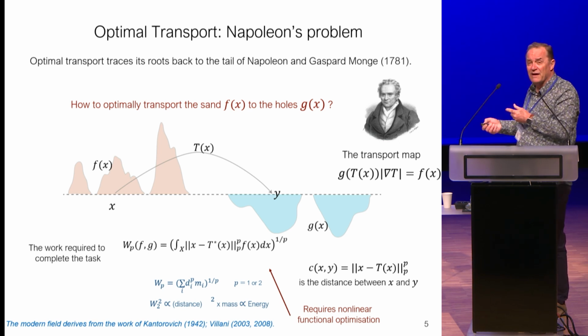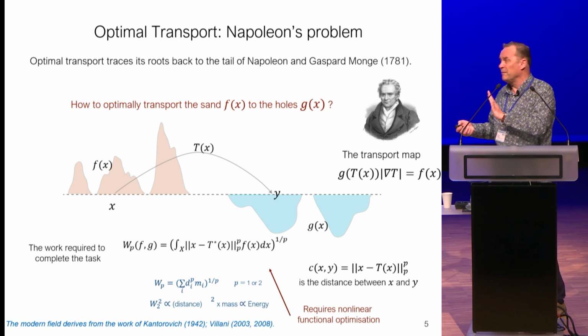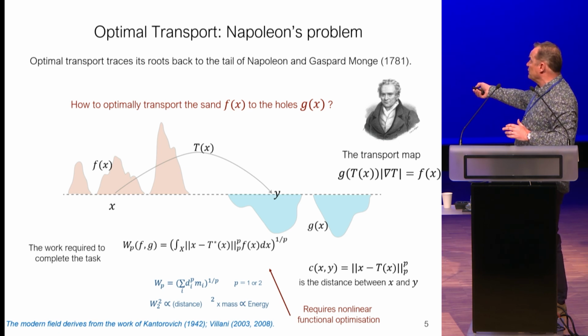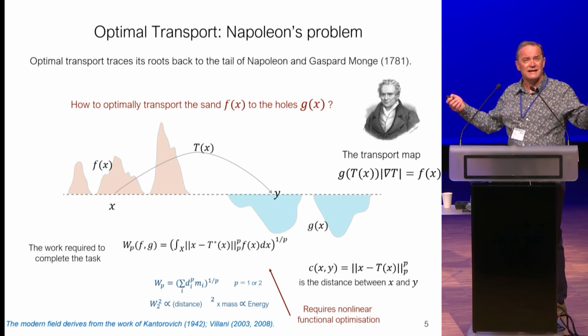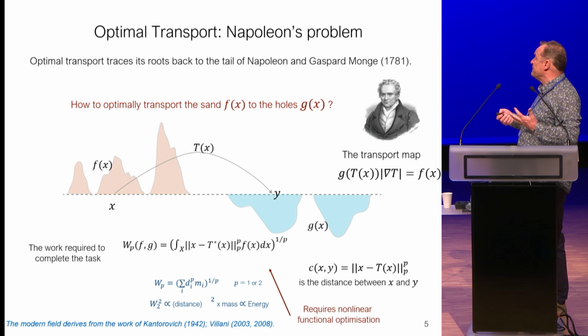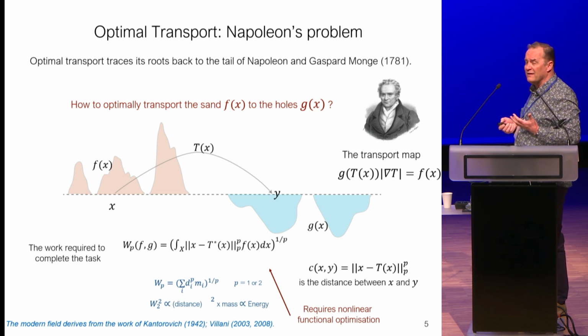And if I integrate that, I'm actually summing the entire work I'm doing. That's proportional to distance squared times mass, which is proportional to energy. So if I take p equals 2, that actually means the amount of work required to move a parcel of sand from x to T(x). And of course, T(x) is the thing I don't know. What's the most efficient way of moving the sand?